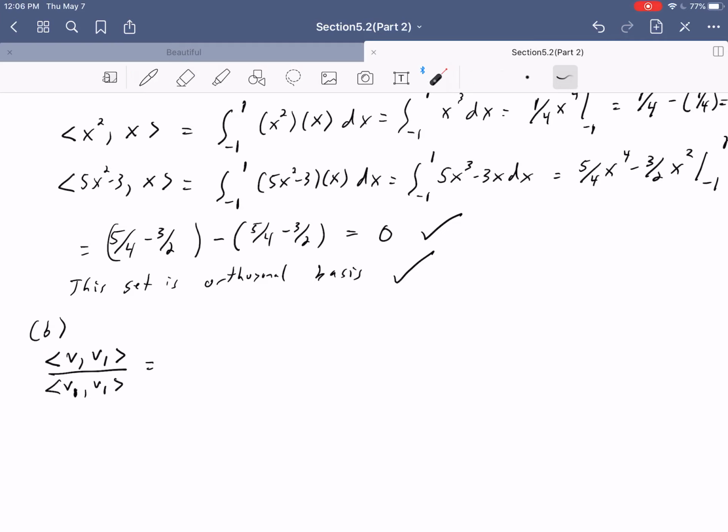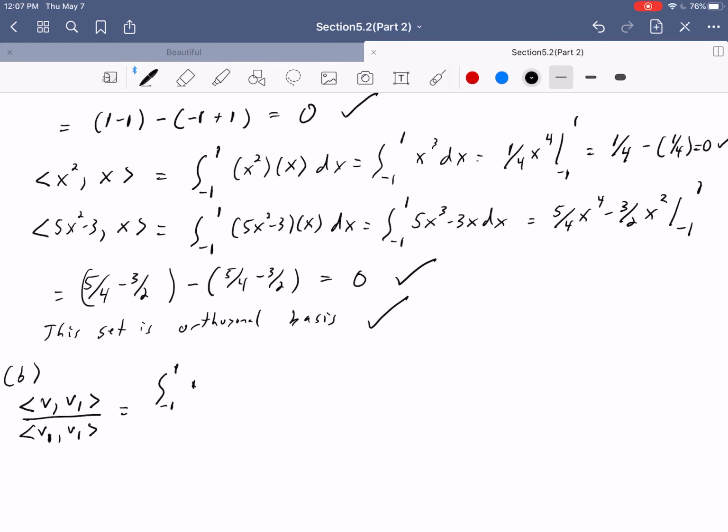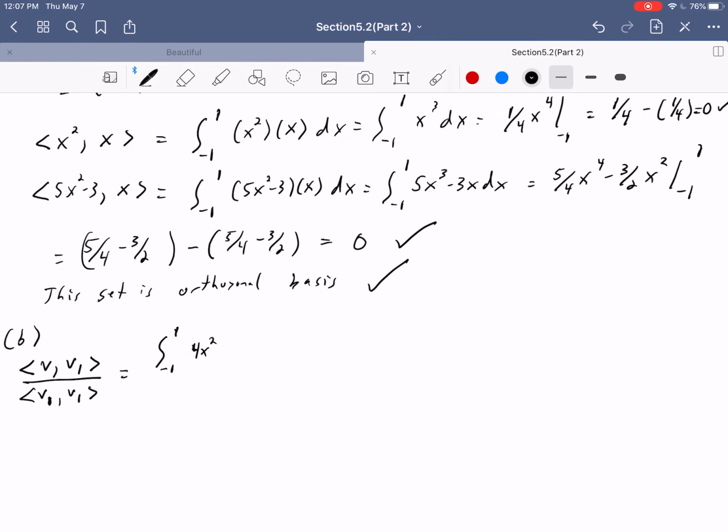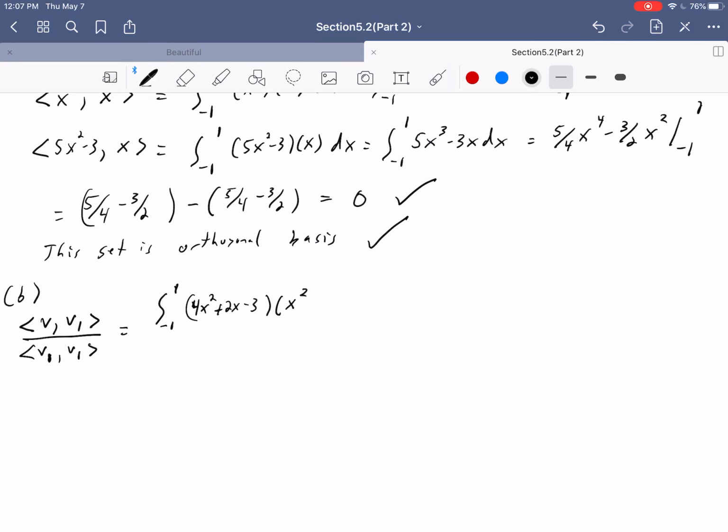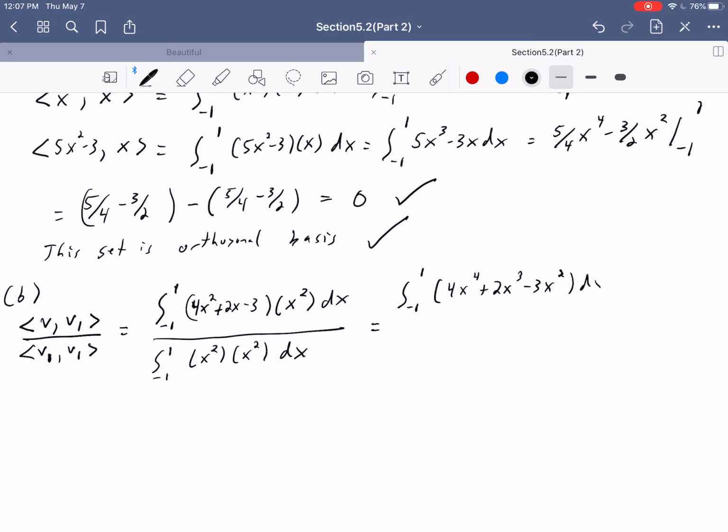To do V inner product V1, we're going to have to do the integral from negative 1 to 1. V is 4x squared plus 2x minus 3, times V1, which I believe was just x squared, dx, over the integral from negative 1 to 1 of x squared with itself. If we do that up top, we get the integral from negative 1 to 1 of 4x to the 4th plus 2x cubed minus 3x squared dx, over the integral from negative 1 to 1 of x to the 4th dx.